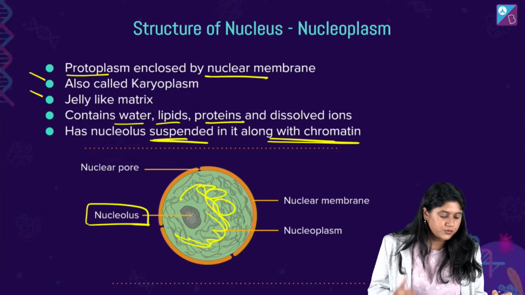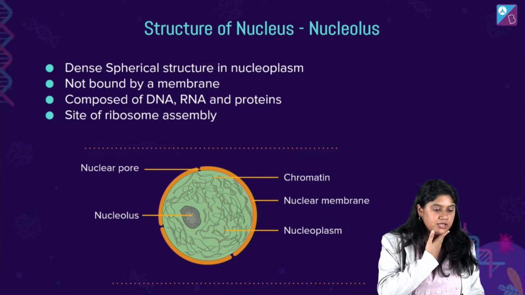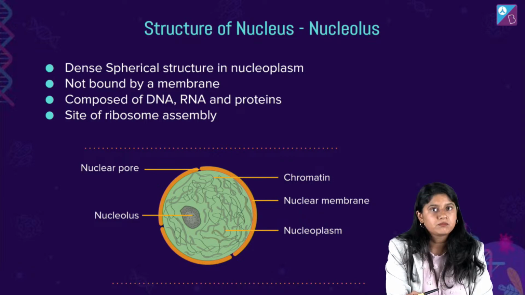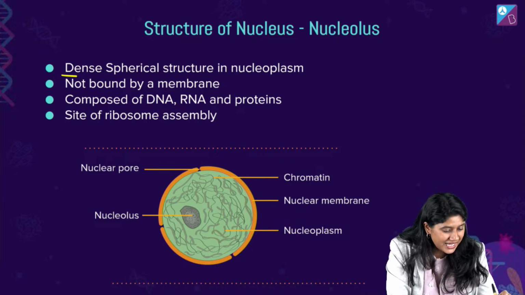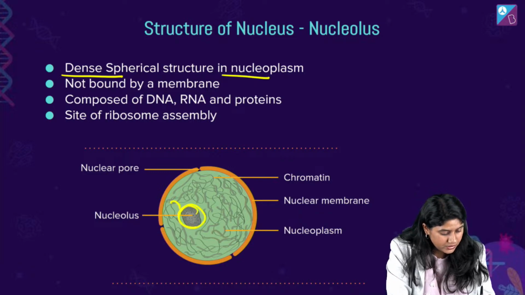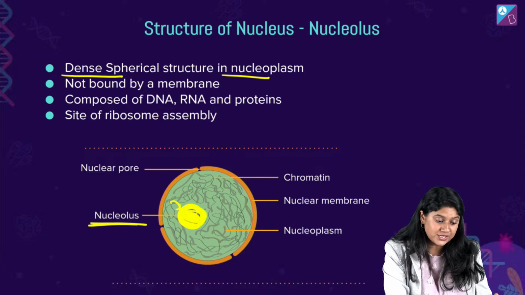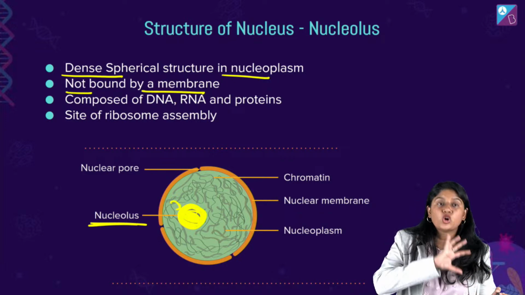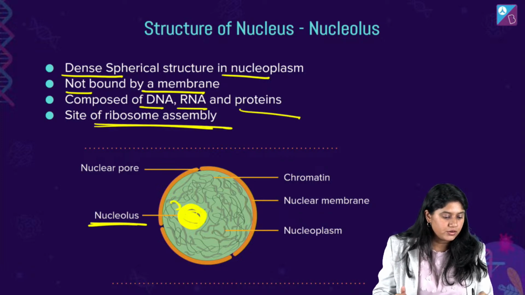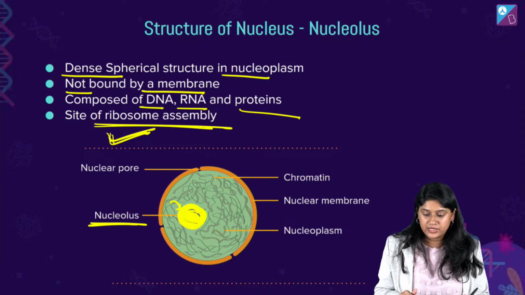Furthermore, we have the nucleolus. We all know what is the function of the nucleolus, right? Clear everyone? Now, as I was mentioning earlier, what is the main function? It is a ribosome factory, right? It's a dense spherical structure in the nucleoplasm. Nucleoplasm के अंदर, we have a dense structure which is called a nucleolus. It is not bounded by a membrane. There is no membrane around it. Composed of DNA, RNA, and protein, and the site of ribosome assembly. यहाँ पे क्या हो रही है? Ribosomes की assembly हो रही है.